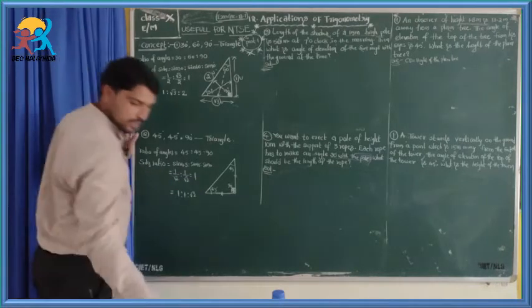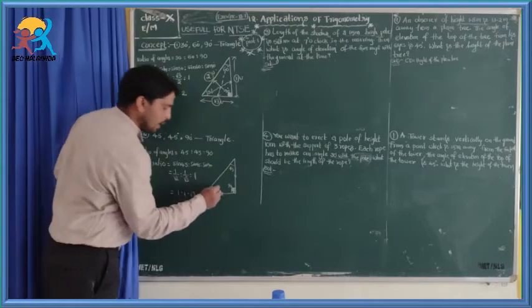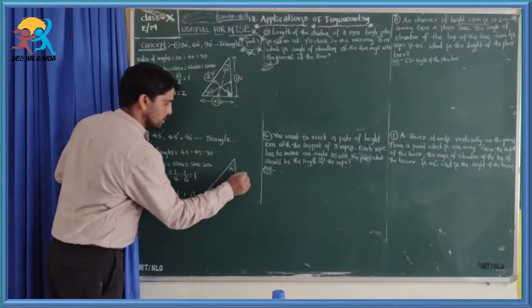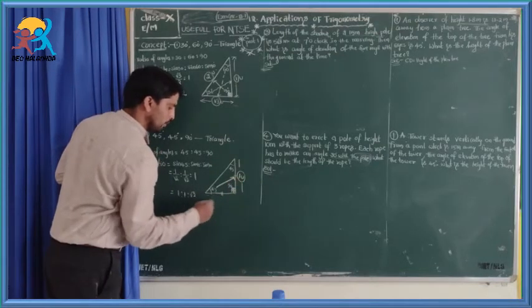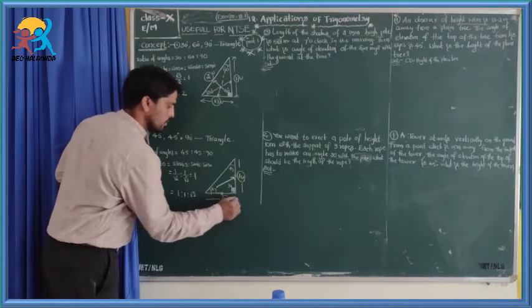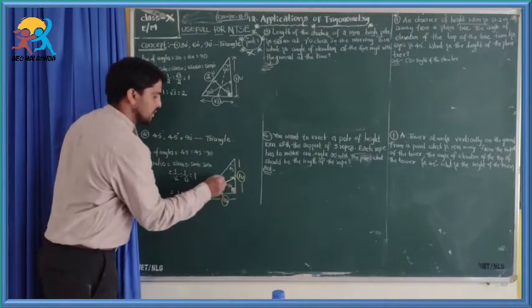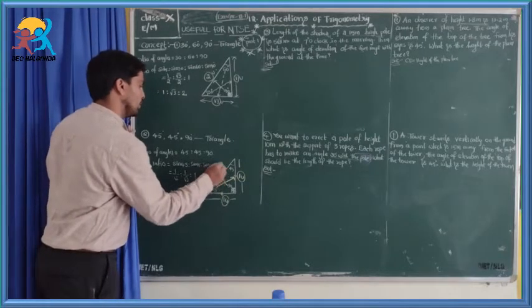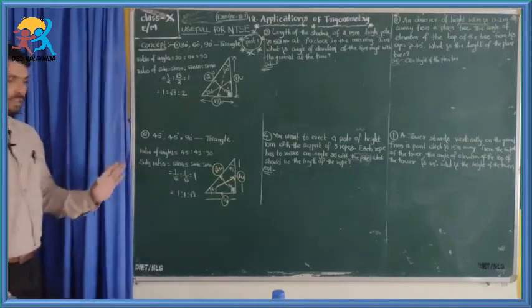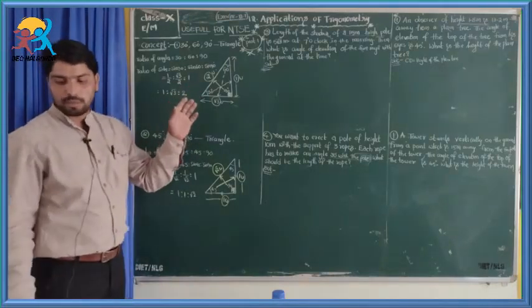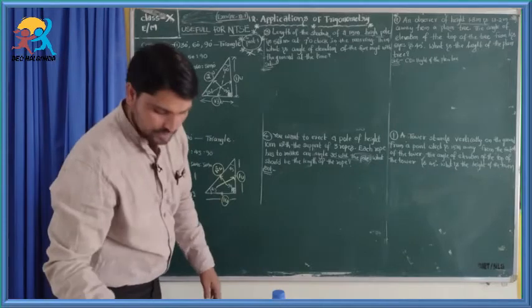Here it is. The side opposite to 45 degrees is 1 unit. This length is 1 unit. Automatically this is also 1 unit. But the side opposite to 90 degrees is root 2 units. Remember all these things. By using these two concepts, we can simply solve these problems without any steps.